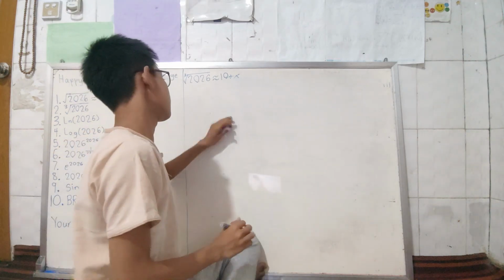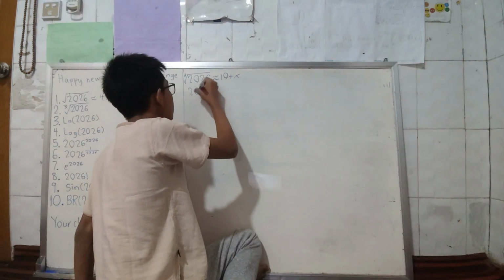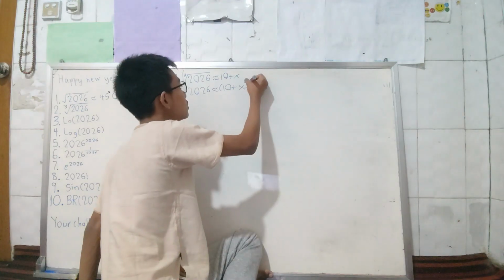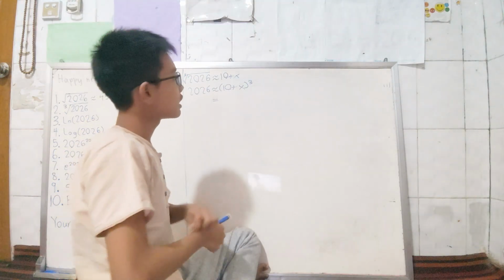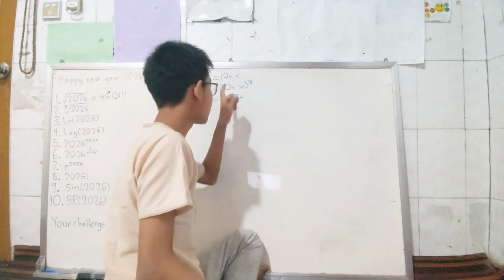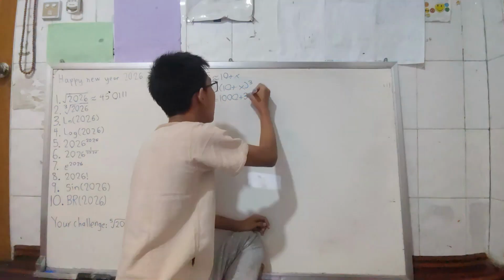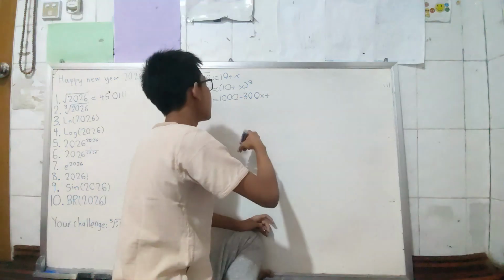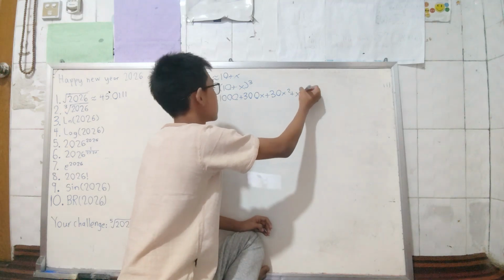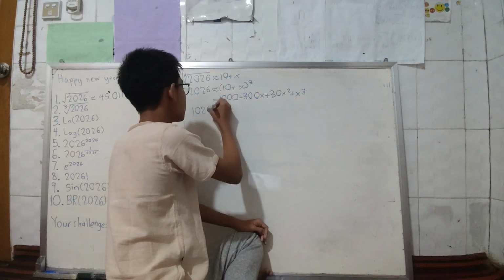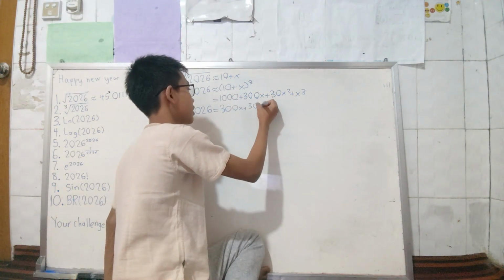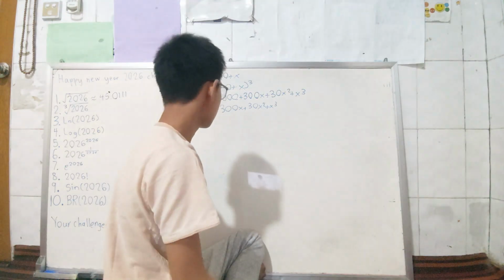So that's gonna be 2026 is approximately 10 plus x cubed. If we use the binomial expansion for that, if we expand this, we get 1000 plus 3 times 10 squared times x, that's gonna be 300x, plus 3 times 10 times x squared, that's gonna be 30x squared, plus x cubed. That's gonna be 1026. If we subtract 1000, then we get 300x plus 30x squared plus x cubed.